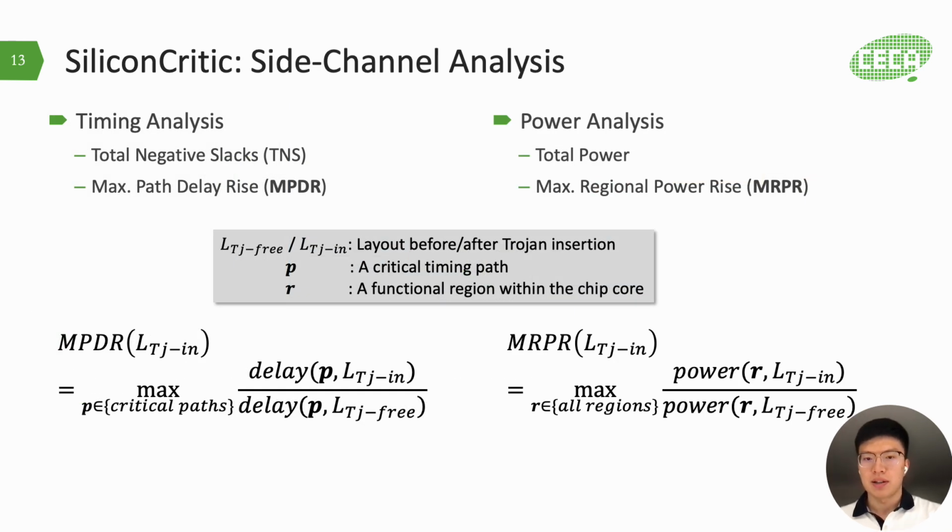Specifically, for timing, besides total negative slack, or TNS, that indicates overall timing condition, we define maximum path delay rise, or MPDR, of a given layout as the maximum critical path delay increase after Trojan insertion, which magnifies Trojan impact and improves detection sensitivity. Similarly, we use total power and the maximum regional power rise to indicate power variation.